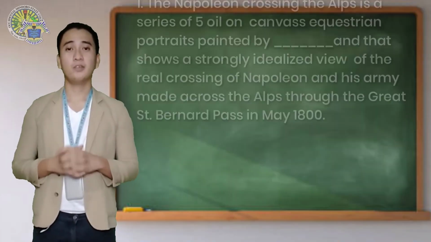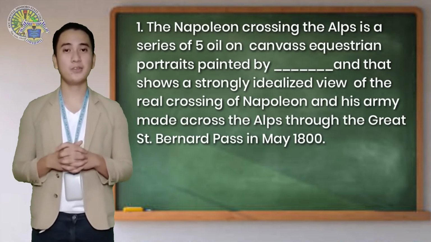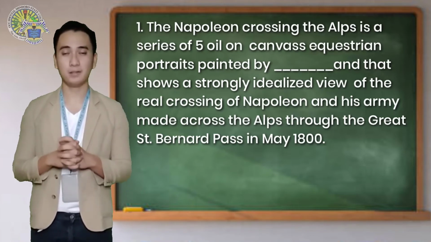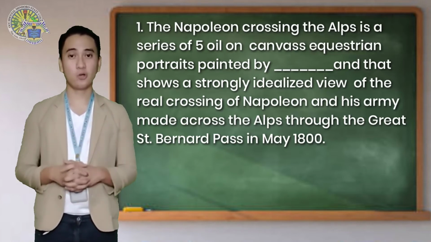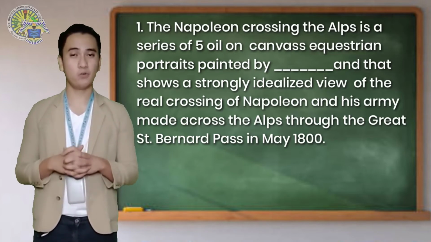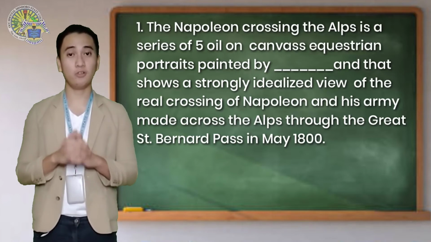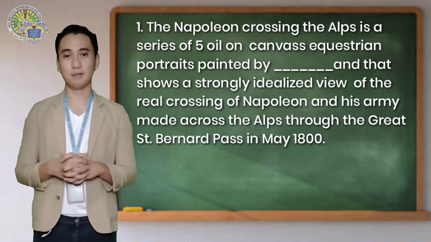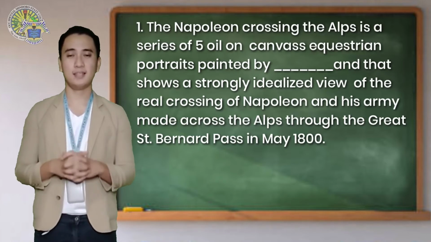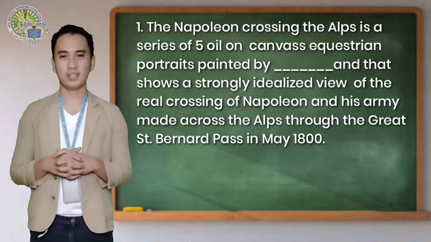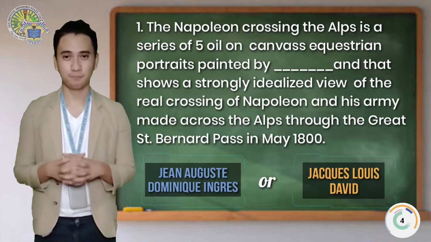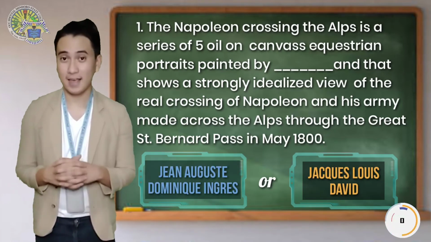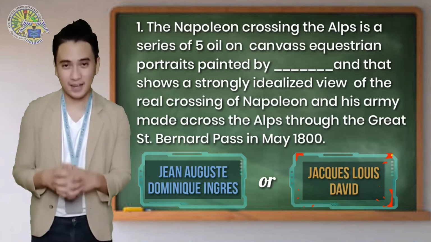Number 1. Napoleon Crossing the Alps is a series of five oil on canvas equestrian portraits painted by who, and that shows a strongly idealized view of the real crossing of Napoleon and his army across the Alps through the Great St. Bernard Pass in May 1800? Based on our discussion, who do you think is the artist? The correct answer is, you got it!